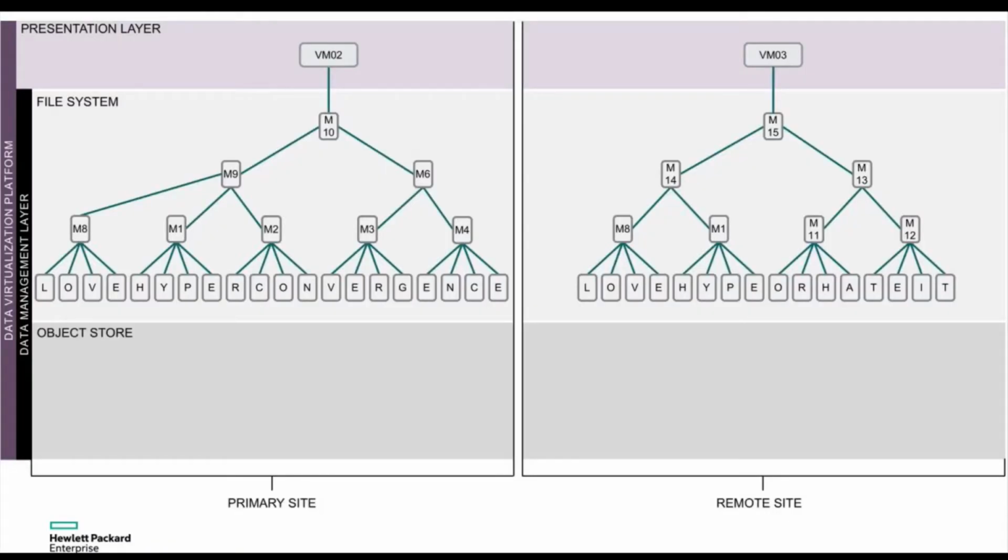So what we have here, again, is our DVP with the multiple layers, but we've now separated into 2 separate sites. We've got our primary site, we've got our remote site. So think of this as a primary DR type scenario. And what we have here is 2 virtual machines. We've got our Love Hyperconvergence virtual machine that we were looking at before, and we've added VM3 in here as well that has Love, Hype, or Hate It.